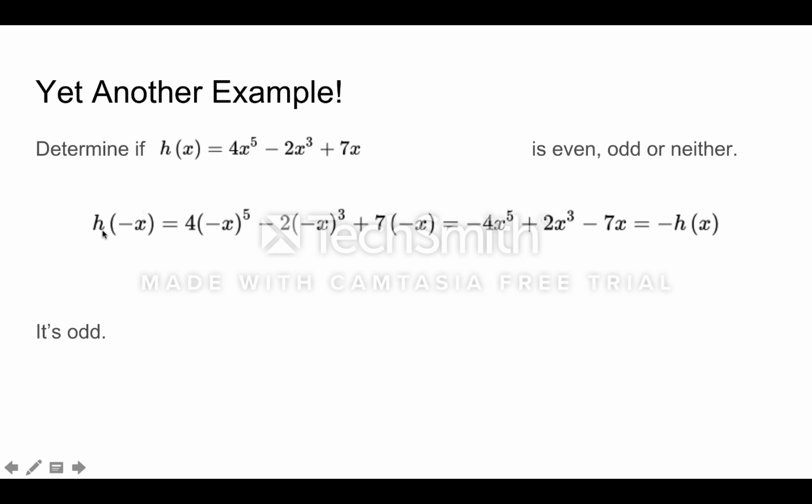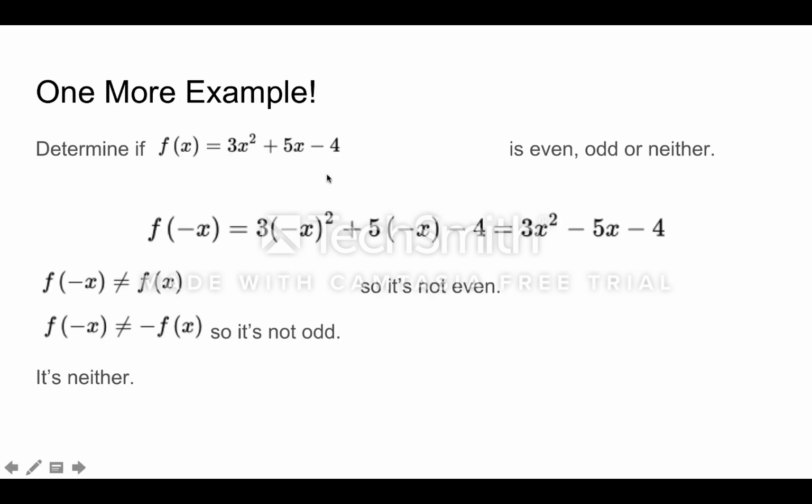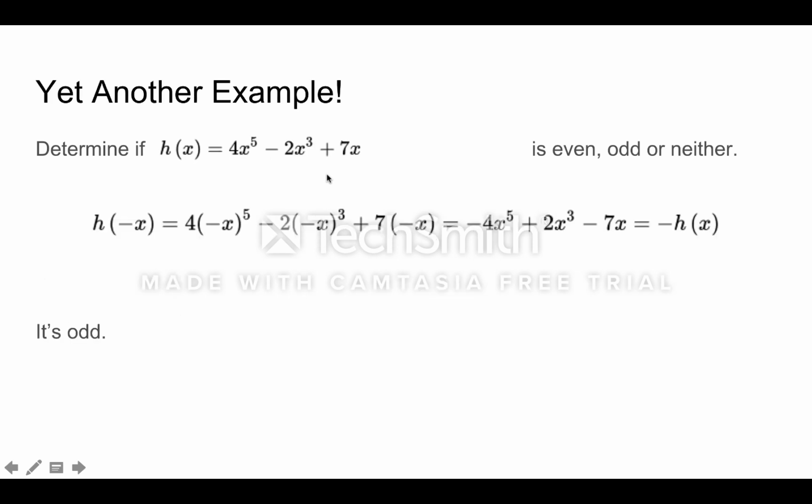But let's check it. Replace all the x's with a negative x. If we get the original back, it's even. If we get the opposite back, it's odd. So, a negative to an odd power, there's an extra odd. That doesn't kill the negative. Negative to an odd power keeps the odd. So this negative x to the 5th power is negative 4x to the 5th.